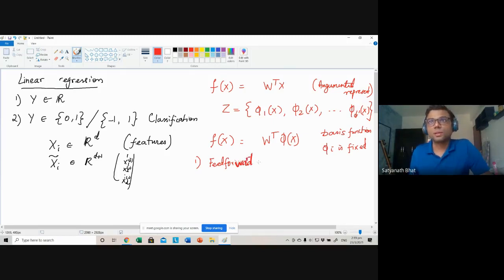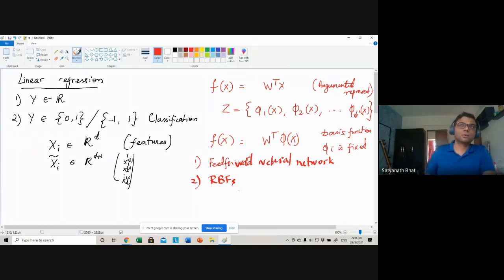So feed-forward neural network is one example where phi's will be trained based on the data. And the second example is radial basis functions, RBFs. I'm hoping that we definitely will discuss the first, and that we can also discuss the second. Let us see how it goes. However, as long as the basis functions phi are fixed, w transpose phi of x is still linear.